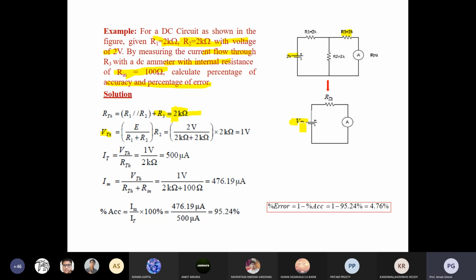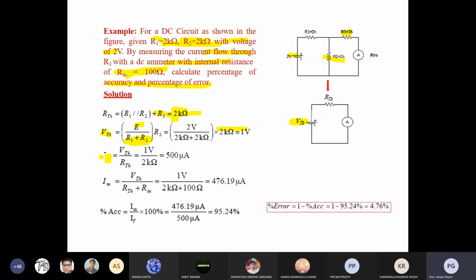Simple thing, VTH equals what? That total current. Okay, so for RTH, you can use the voltage dividing rule. The total voltage E divided by VTH is coming how much across R2. So you can see that VTH is almost coming across R2. So by the voltage dividing rule, VTH equals E into R2 by R1 plus R2. Directly if you replace the values, you are getting that VTH.